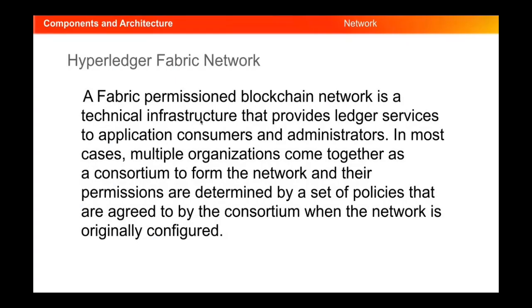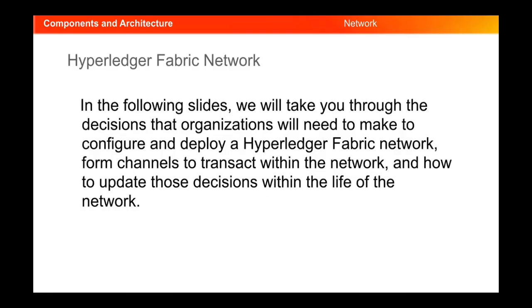Welcome back, everyone. In this section, we are going to look into Hyperledger Fabric network creation step by step. A Fabric permissioned blockchain network is a technical infrastructure that provides ledger service to application consumers and administrators. In most cases, multiple organizations come together as a consortium to form the network, and their permissions are determined by a set of policies that are agreed to by the consortium when the network is originally configured.